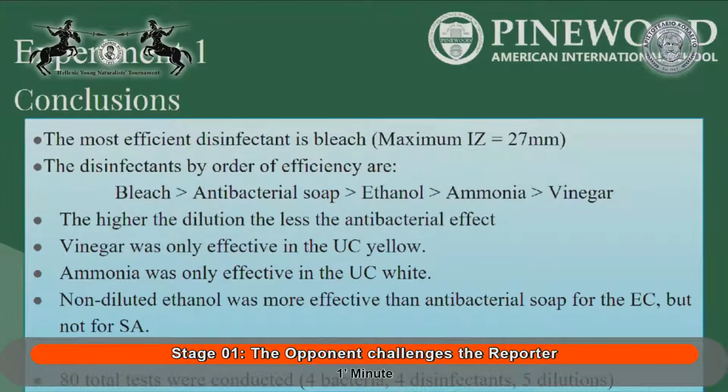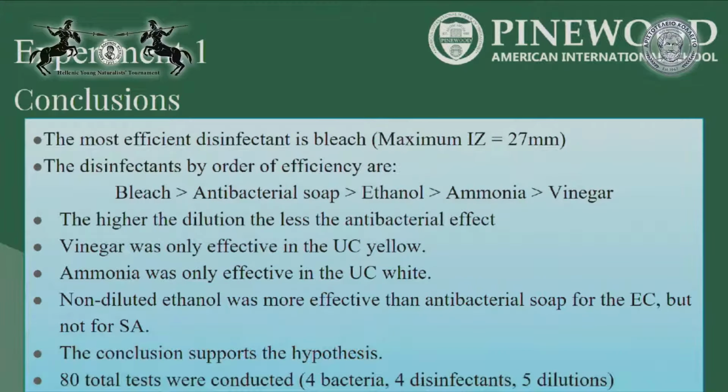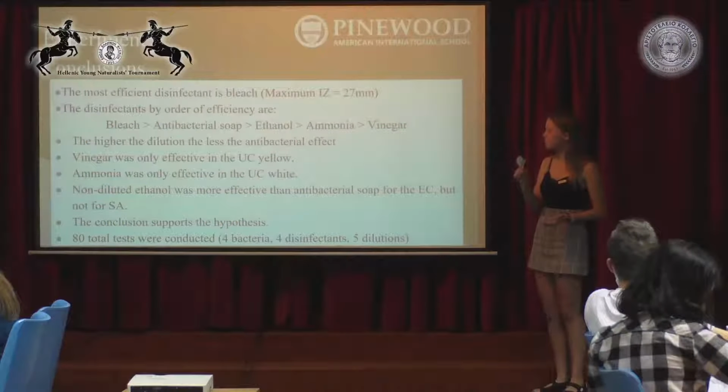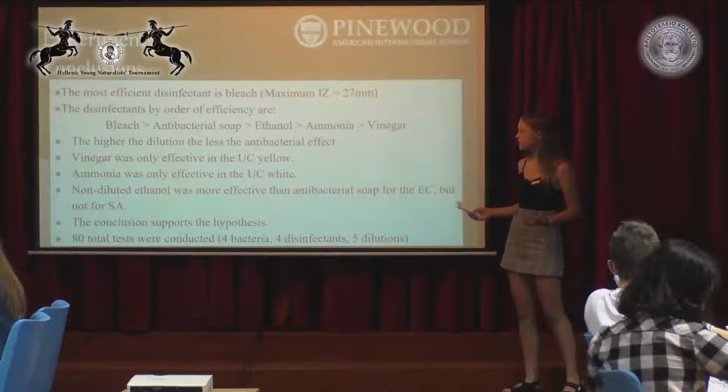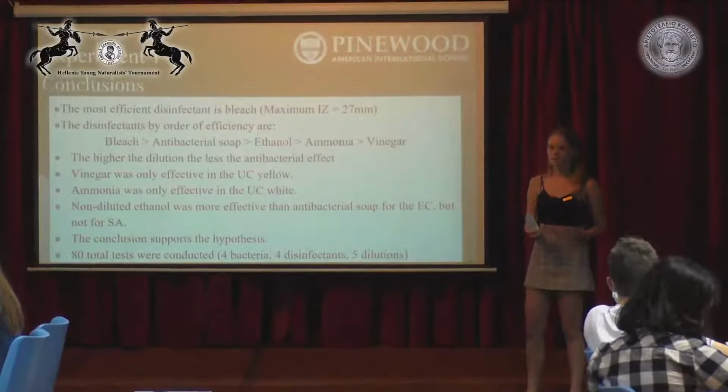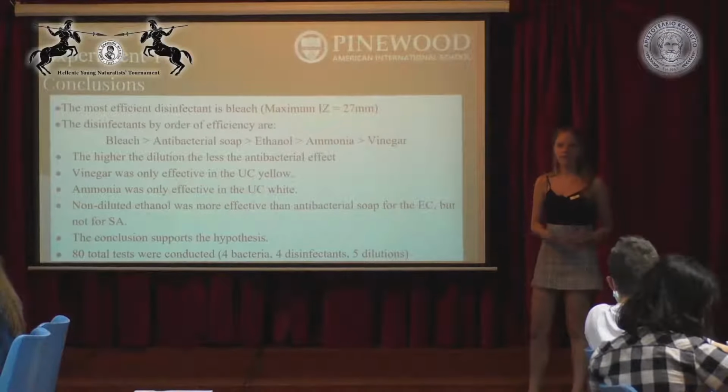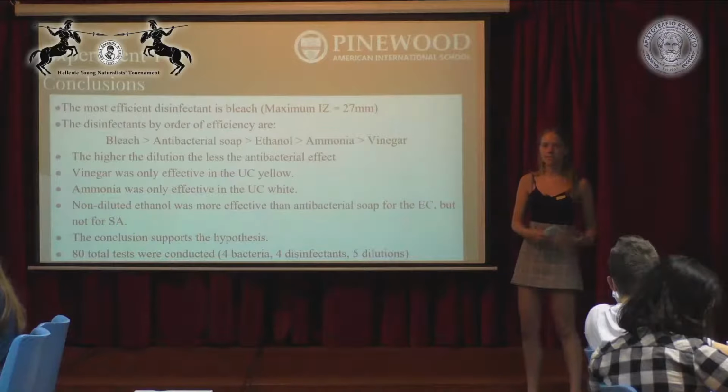In conclusion, the most efficient disinfectant was bleach, which proved my hypothesis, with the highest inhibition zone of 27 millimeters. The disinfectants by order of efficiency were bleach, followed by antibacterial soap, followed by ethanol, followed by ammonia, followed by vinegar. The higher the dilution, the less antibacterial effect. Therefore, the more we diluted the disinfectant, the less bacteria died.